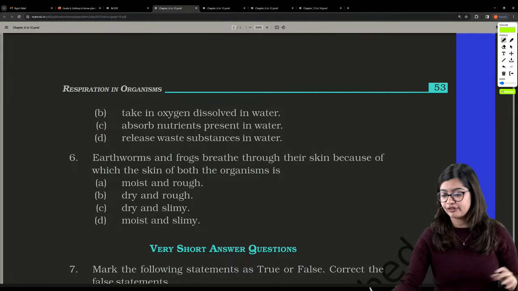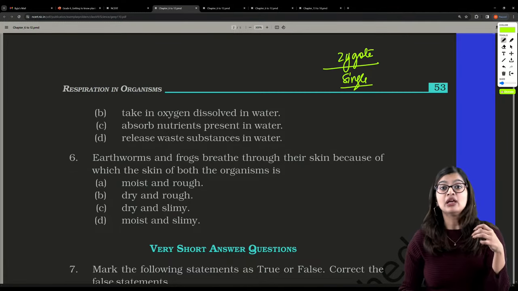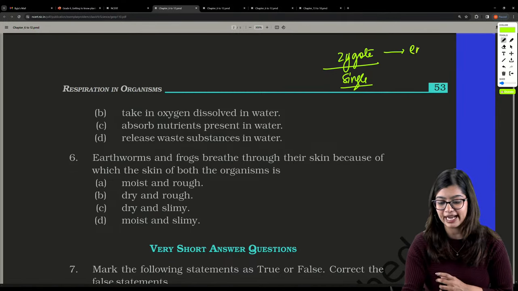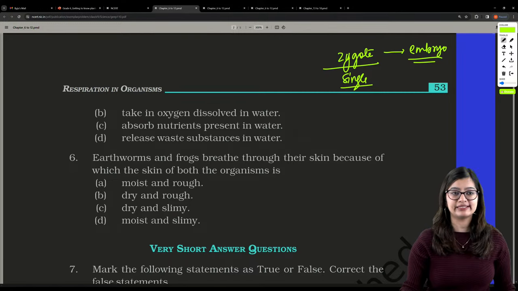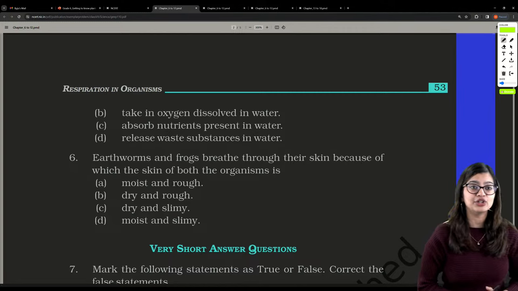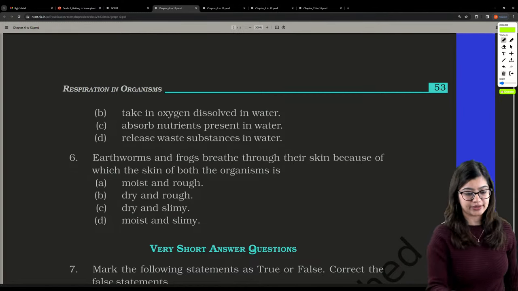Yashu, I promise you the difference between zygote and embryo. So zygote is a single cell structure formed after fertilization. Now, when this zygote develops, it will form an embryo, which is multicellular. So, that is the difference between zygote and embryo. What is ATP? ATP is the energy currency of the cell, right? Which stands for adenosine triphosphate.